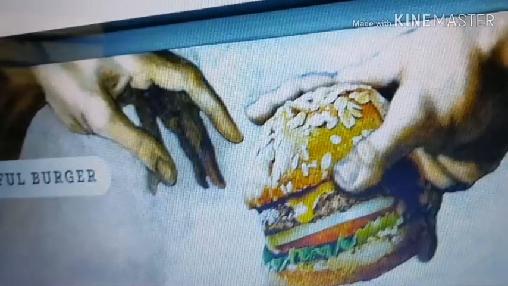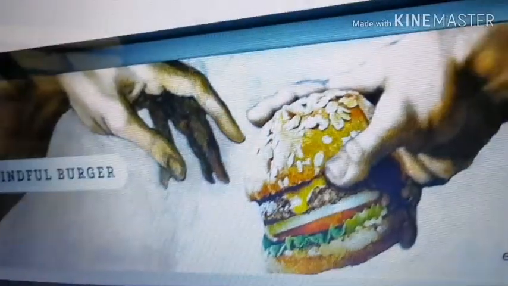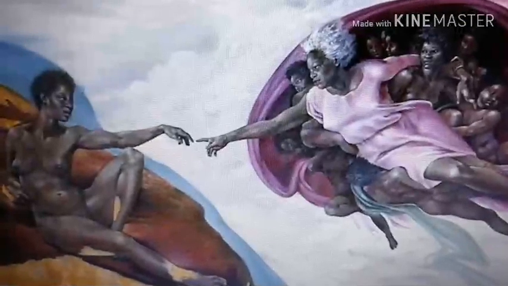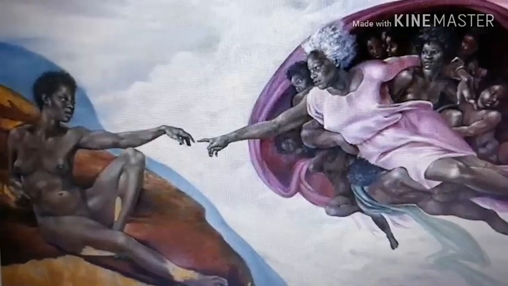But we eat what is being given, isn't it? As well, the information is being given as the food. We don't think. That's the real picture. This is the original.